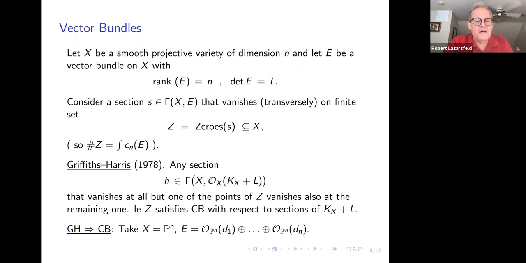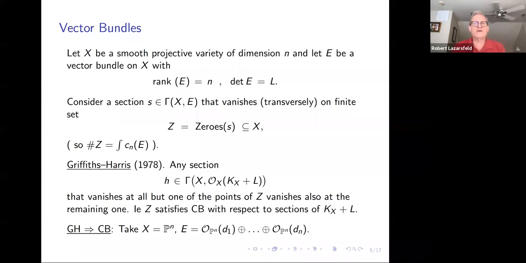And as far as I know, it was only in the late 70s that people, in particular Griffiths and Harris, understood what was the real geometric statement underlying these Cayley-Bacharach theorems for hypersurfaces. And their idea was that you should really see it as a statement about the zero loci of sections of a vector bundle. So let me now explain that.